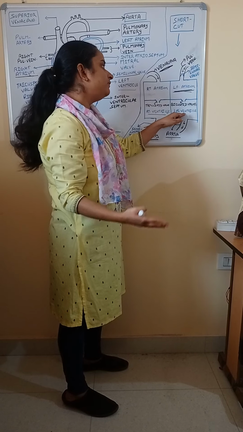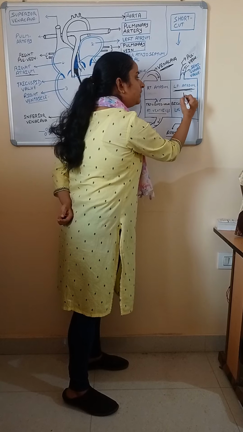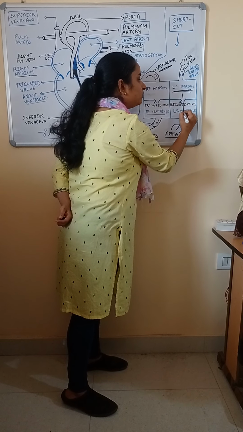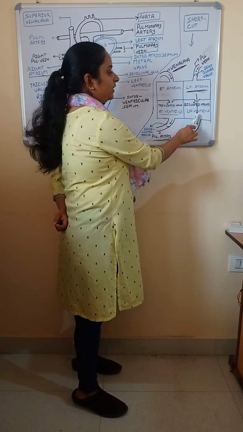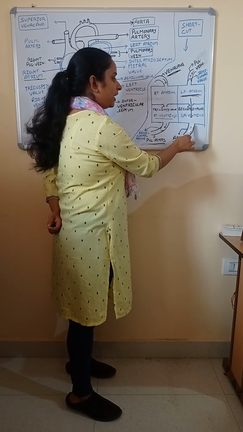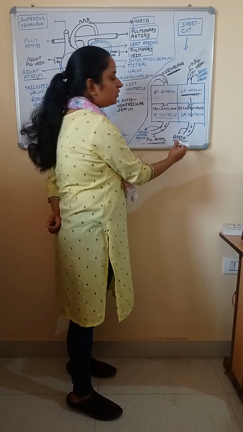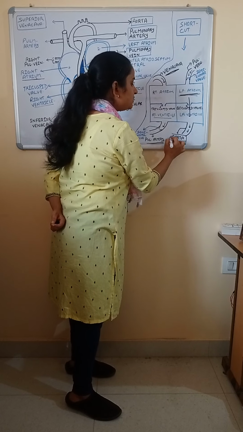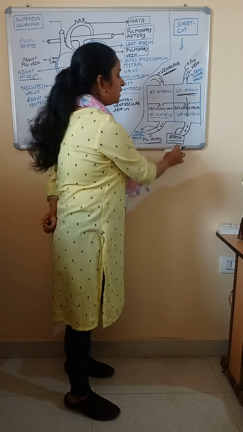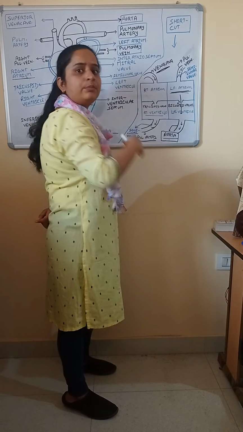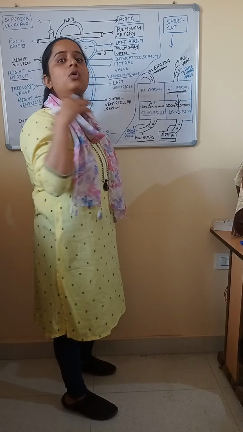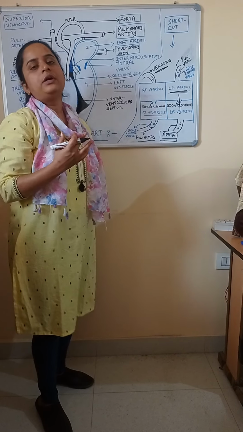Okay, the pulmonary vein. When the pulmonary vein supplies blood to the left atrium, this left atrium again supplies the blood to the left ventricle. The blood comes from the left atrium to the left ventricle, and this left ventricle supplies blood to the aorta. The aorta is the main artery, the largest artery of our body. This aorta will supply blood to the whole body of a human.